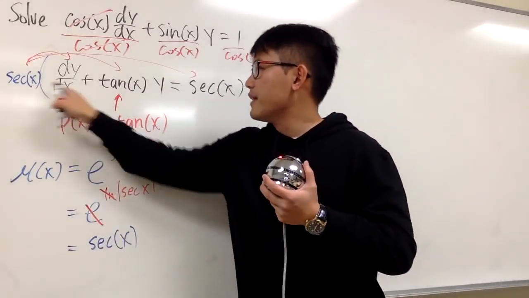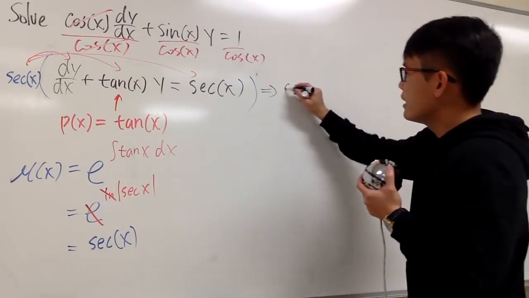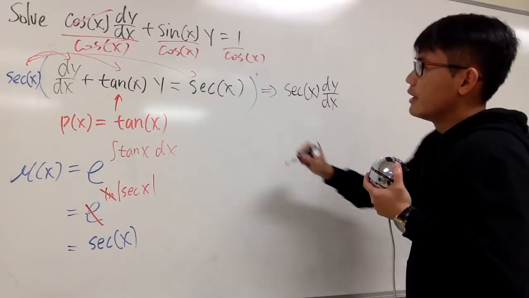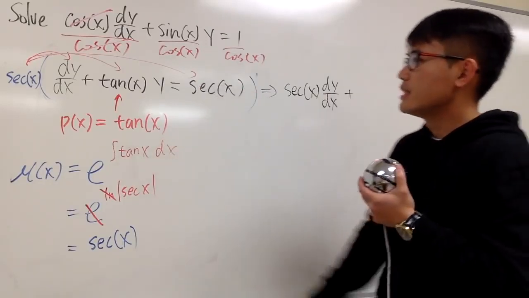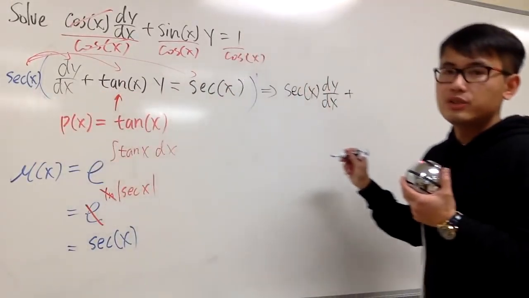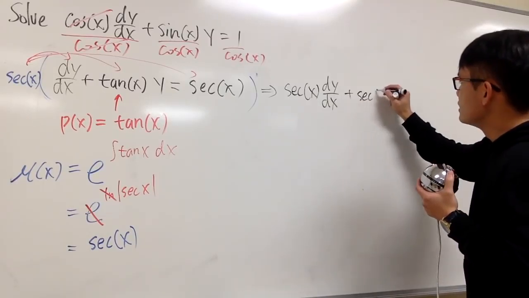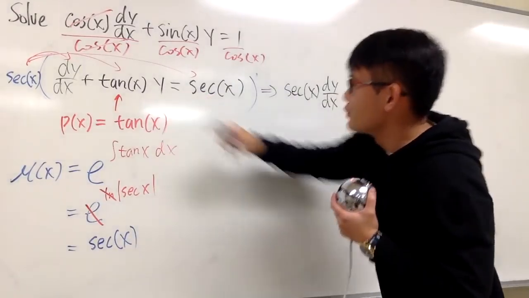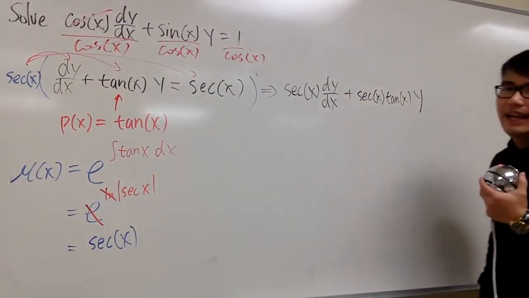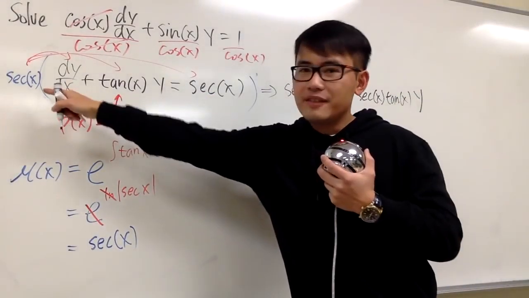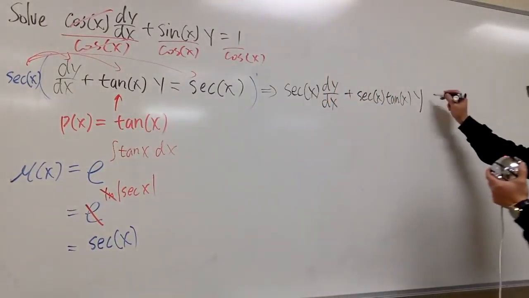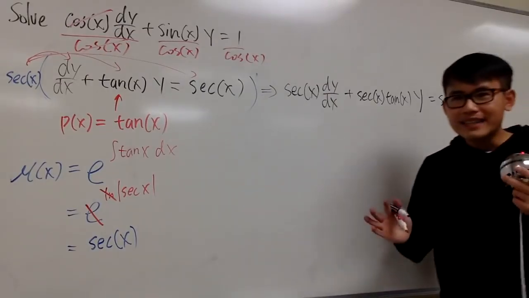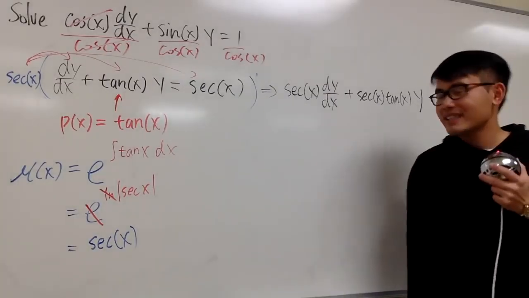First, we will have secant of x times dy dx, and let me write it down right here. Next, we add it with secant of x times tangent x, right? So let me put this down. Secant of x times tangent of x, and then we still have this y right here. And on the right hand side, secant of x times secant of x, we have secant square of x. Alright, here is the punchline.